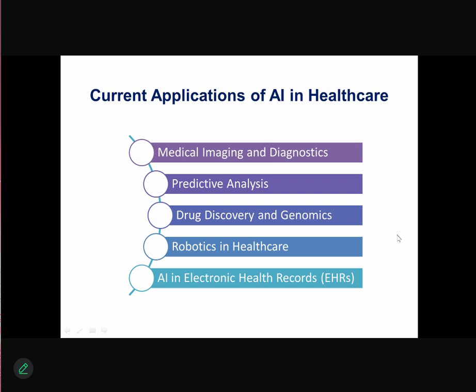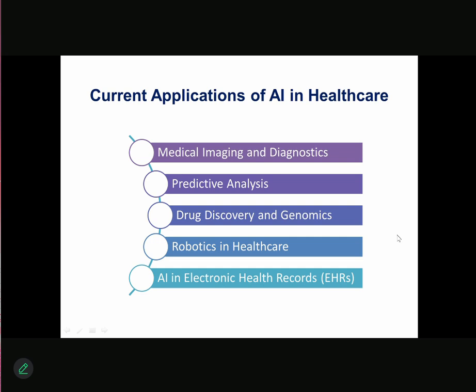So before you get infected with the disease, you can find out whether you would be getting cancer or diabetes, or any metabolic disease like blood pressure. All of these can be analyzed and predicted before you even get the symptoms. All of this can be performed with the help of AI.